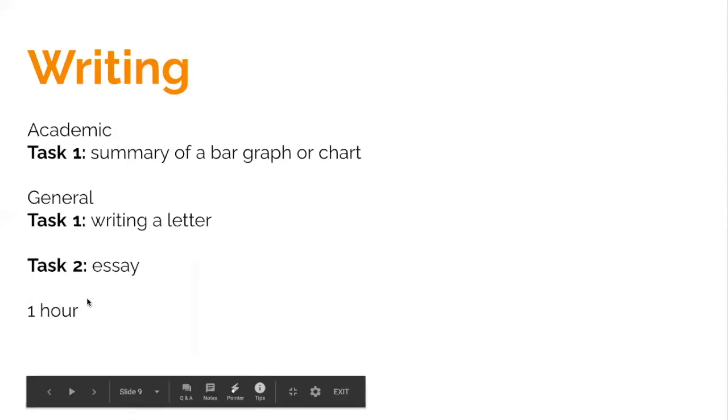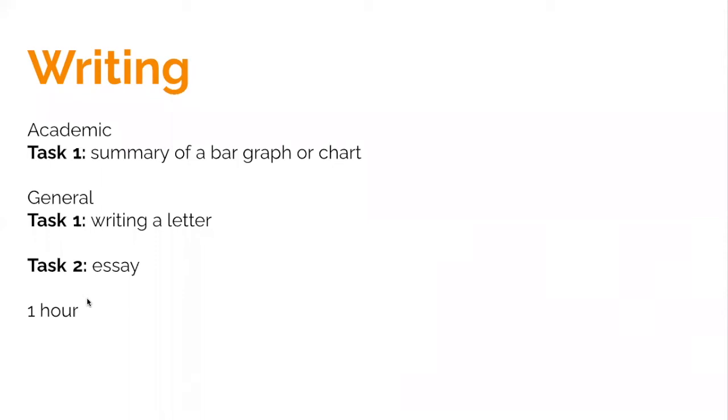So you can usually just decide for yourself how much time you want to spend on each task, but the recommended amount of time is 20 minutes on task 1, on the bar graph if you're writing the academic test, or the letter if you're writing the general test. And 40 minutes you should dedicate to the essay. So usually this is how it goes: 40 minutes for the essay and 20 minutes for the first task. Do you guys have questions so far?